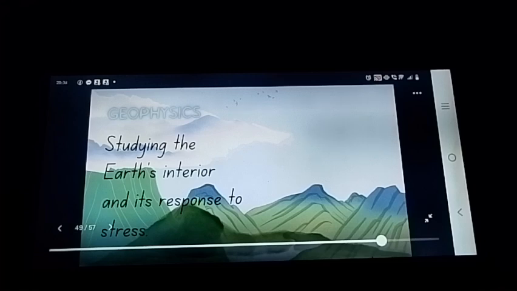Geophysicists use a variety of techniques to study the Earth's interior, including seismic waves, gravity measurements, magnetic fields, and heat flow. So, geophysics also studies how the Earth's interior responds to stress, including tectonic plate motion, earthquake prediction, and volcanic activity. Geophysics is a crucial field that helps us understand the Earth's internal structure, its dynamic processes, and its response to stress. It provides insights into the forces that shape our planet and the hazards that we face.